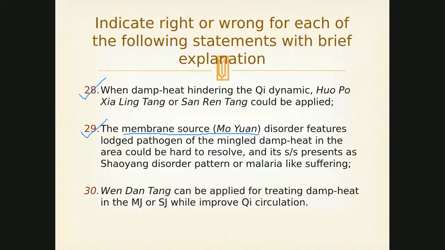Mu Yuan is the membrane source. We answered last week regarding Mu Yuan. You can say it's between exterior and interior, in regions like the Sanjiao concept or fascia. Basically it's a kind of corner of your house, very easy to accumulate dust and have mold growing there.